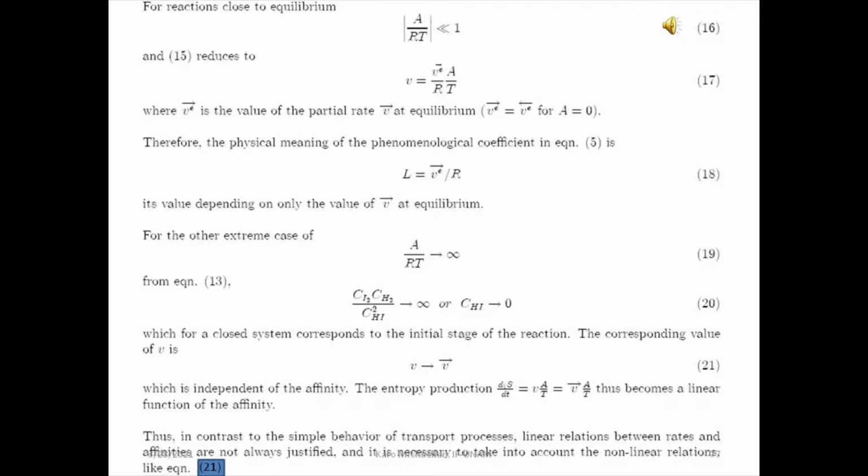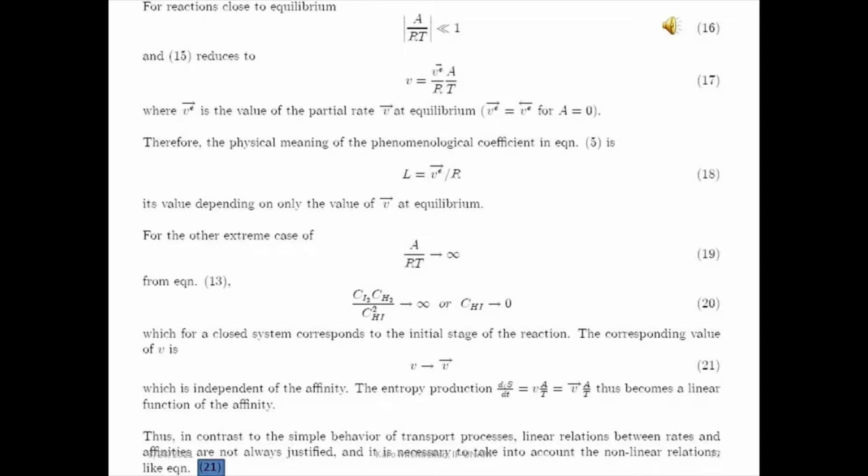So now let's take a particular case or a particular condition that we are close to equilibrium. Remember that at equilibrium the affinity goes to 0. There is no force for the reaction. So if we're close to equilibrium, we can write A over RT is much less than 1. Equation 16.